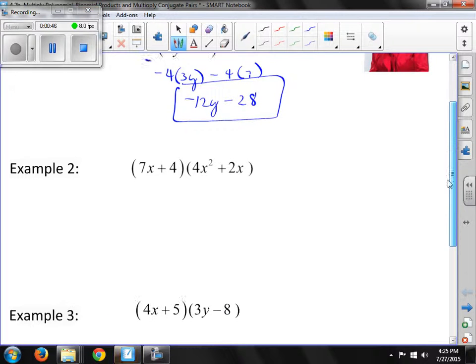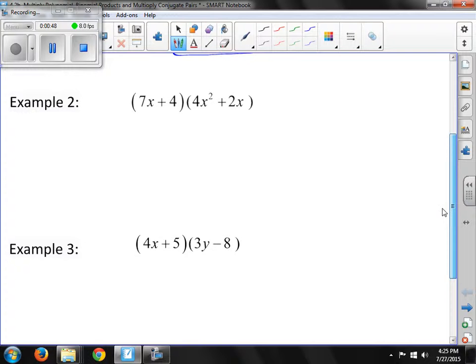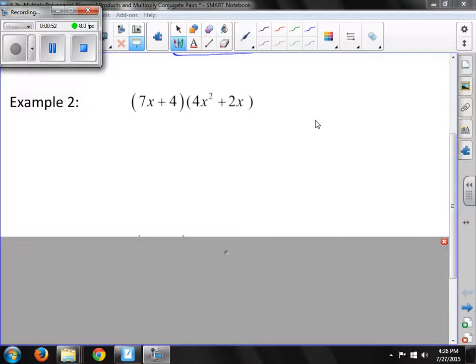Now, we're going to have to use the distributive property twice on this next problem. You see, we're going to have to distribute the 7x with this one and this one. And then we're going to have to go back and distribute the 4y with those same two. And we call this FOIL.